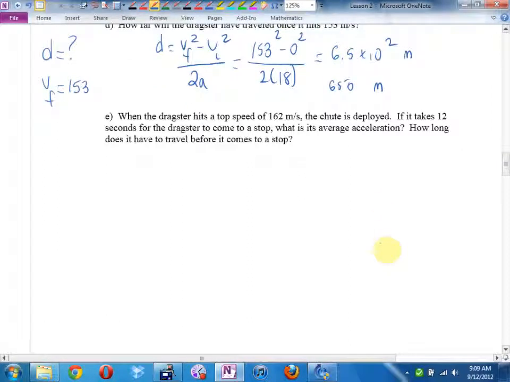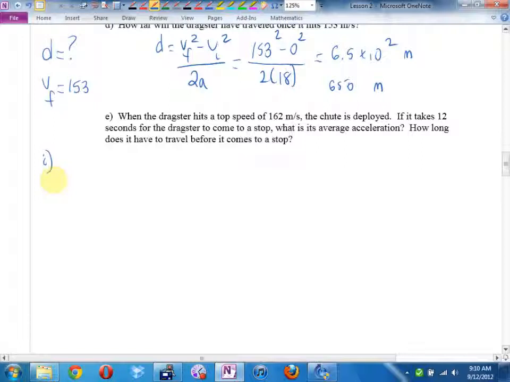When the dragster hits a top speed of 162 meters per second, the chute is deployed. If it takes 12 seconds for the dragster to come to a stop, what's its average acceleration? How long does it travel? Okay, this is a two-part question. I'm going to divide it into part 1, and I'll be organized. First thing we're going to find is its average acceleration. Usually, if they give me a multi-part question, I want to find the first thing they're asking first, because often I'll use that to find the second part. Not every time, but like 90% of the time.